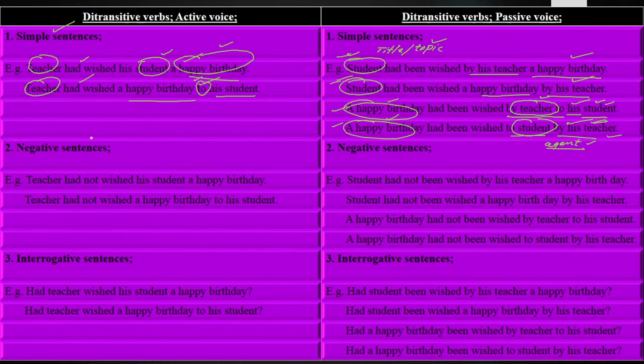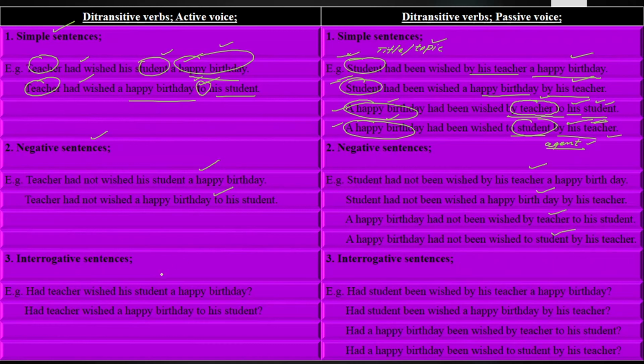Negative sentences, those sentences in which we deny the statement, reject the statement and refuse the statement, are called negative sentences. Teacher had not wished his student a happy birthday. Teacher had not wished a happy birthday to his student. Student had not been wished by his teacher a happy birthday. Student had not been wished a happy birthday by his teacher. A happy birthday had not been wished by teacher to his student. A happy birthday had not been wished to student by his teacher.